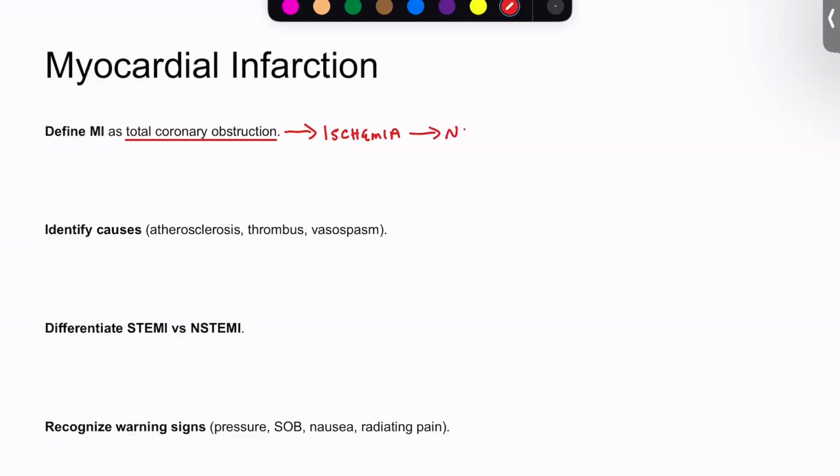Then we start to have necrosis of the left ventricle. So we have death of that myocardial tissue. Because we have that, our heart's not going to be able to pump as well, and so our body's not going to be getting blood, and that's why it's called a widowmaker heart attack.